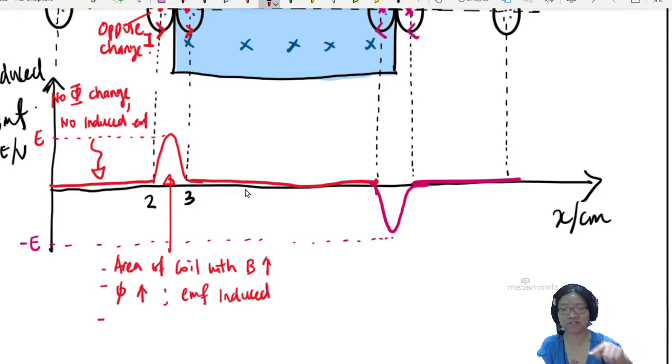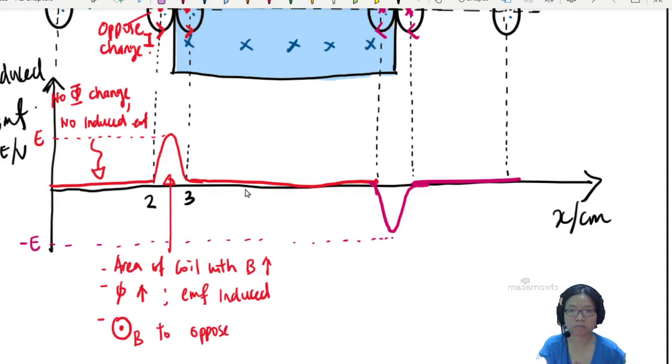The direction of EMF, the direction of current flow. So this dot magnetic field is set up to oppose the change in flux, according to Lenz's law.